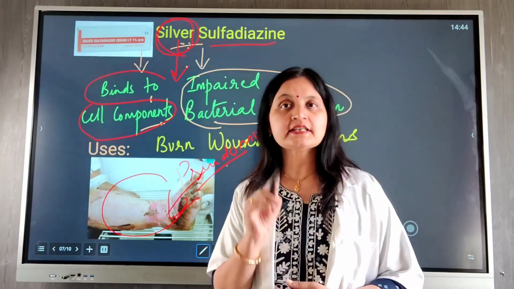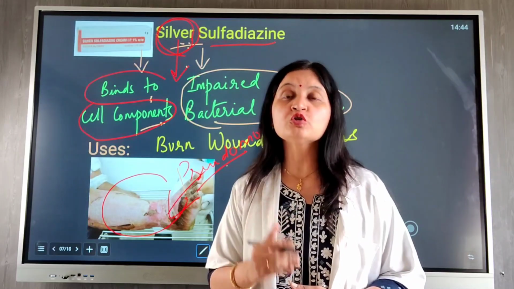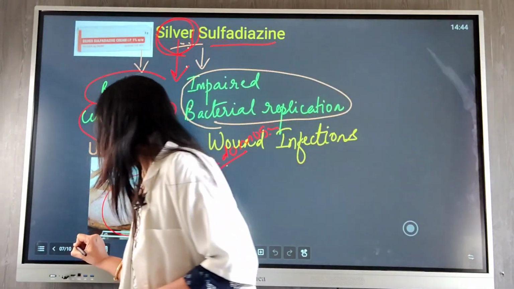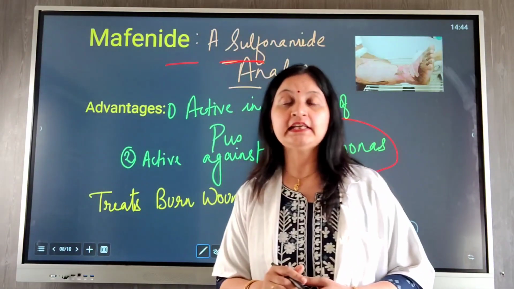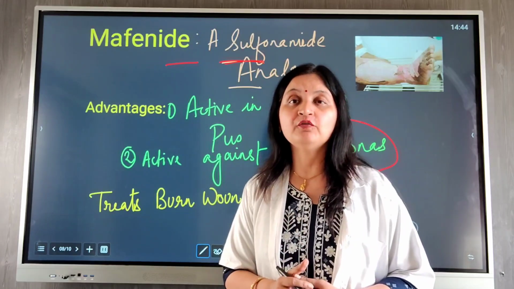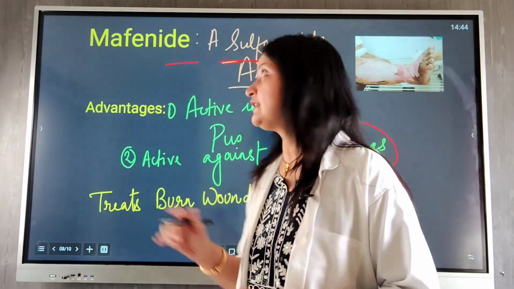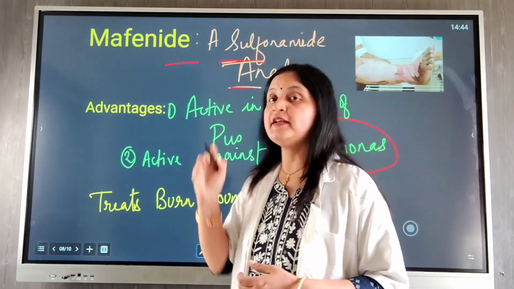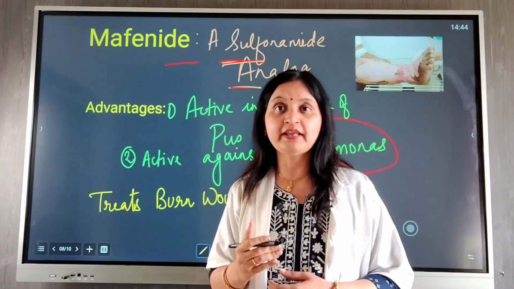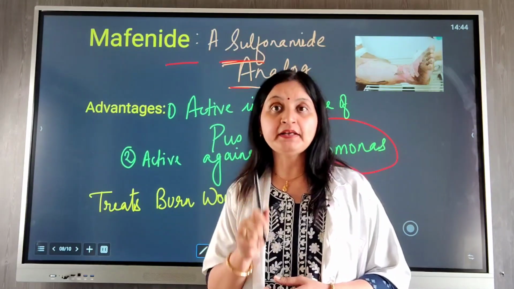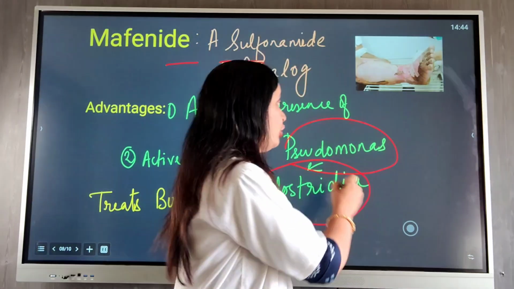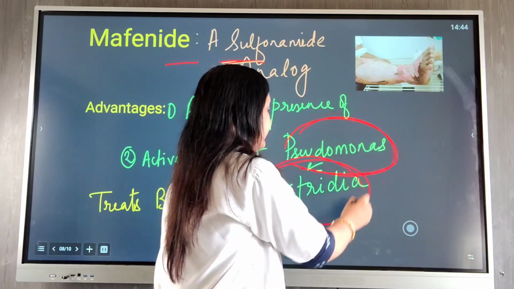So the next drug is a sulfonamide analog that is also useful for the treatment of burn wound infections, particularly the second and third degree burn wound infections. Since it is a sulfonamide analog, it inhibits many of the gram-positive and gram-negative bacteria, but it is particularly effective against Pseudomonas and Clostridia.